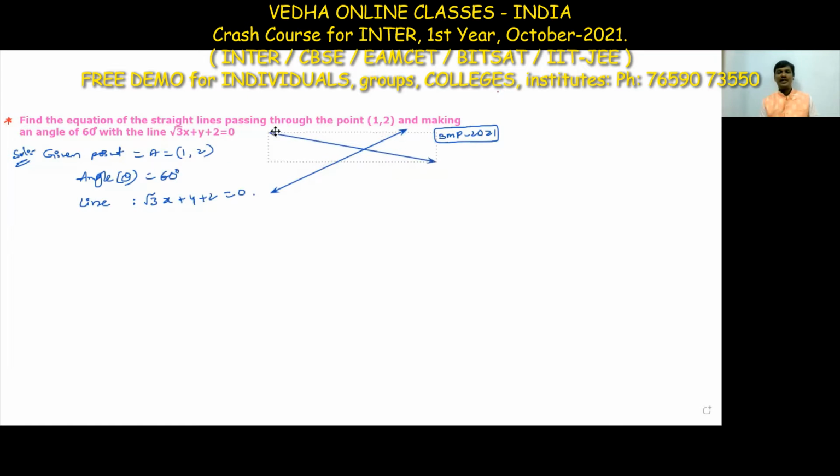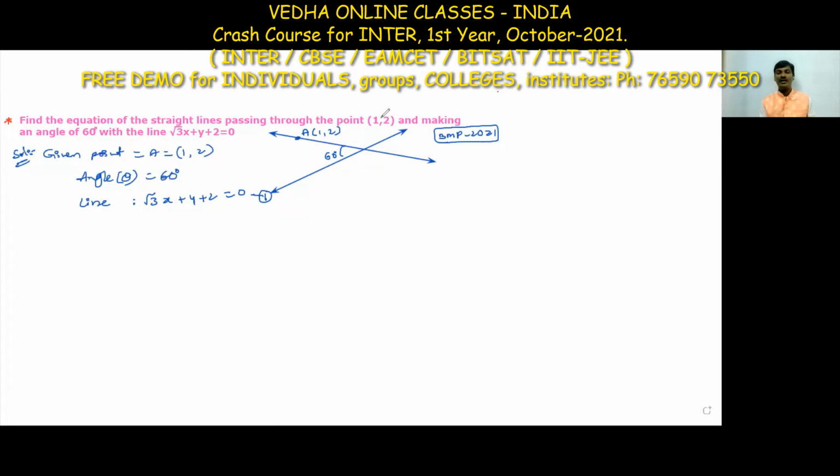In between these two lines, what is the angle here? The angle is 60 degrees. For example, I am taking this angle. This line represents this line, and one more line we have, which is passing through A (1, 2). The angle is given as 60 degrees, and one line equation is given. Based on this data, we have to find the equation of the second line.